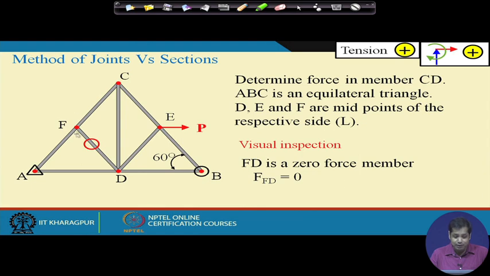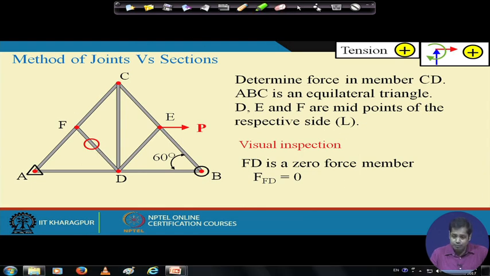Why is member FD a zero force member? Same concept, if you remember, last class we discussed, suppose we draw the free body diagram of joint F, then the free body diagram will be something like this.